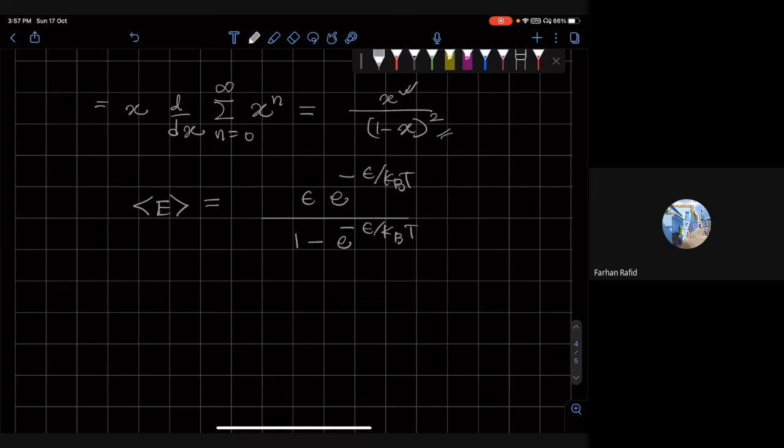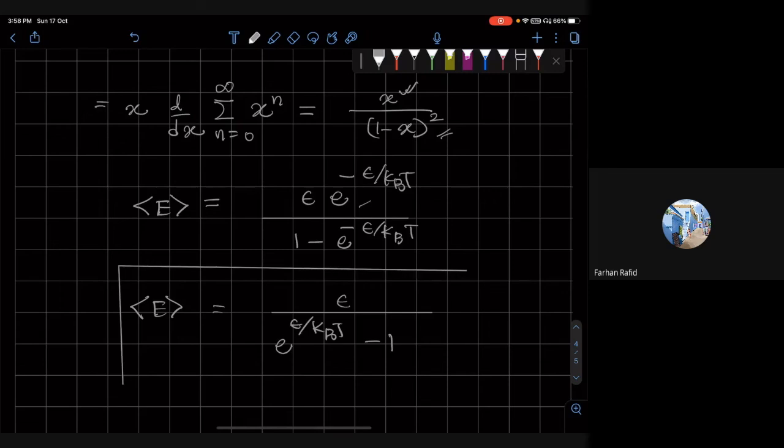Okay, so now if I multiply both the numerator and the denominator by the inverse of this factor, the numerator just becomes epsilon. The denominator, the first term then becomes e to the power epsilon by kBT. Note the sign here, it's a positive sign, minus 1. And this is the average energy that we have to consider for the oscillator whose energies are quantized. Okay. So now the rest of it is we just follow the same logic as before.